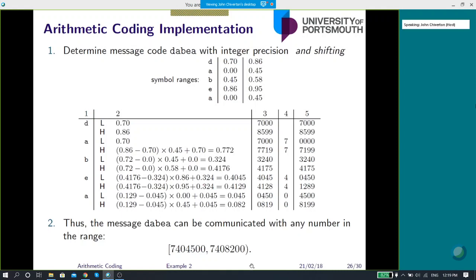Right, so then what else have we got? In terms of the integers, we get 3240 up to 4175. Then, transmitting, in terms of calculating for E, that is a subrange of 0.4045 to 0.4128. So now we've got 4 in the lower and the upper ranges, so that can get removed. And then we put in a 0 in the lower one and 9 in the upper one.